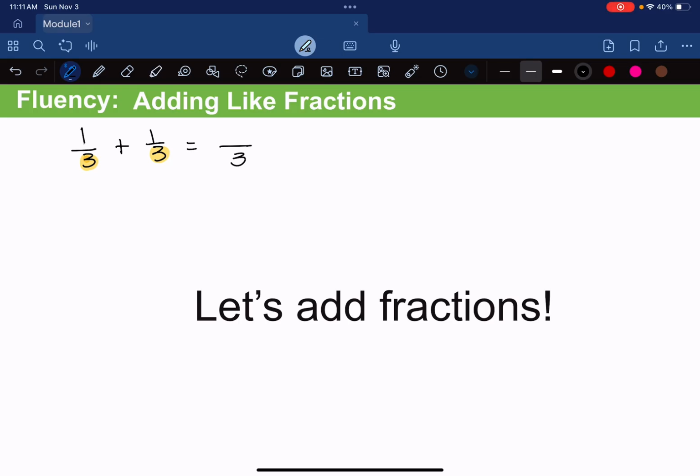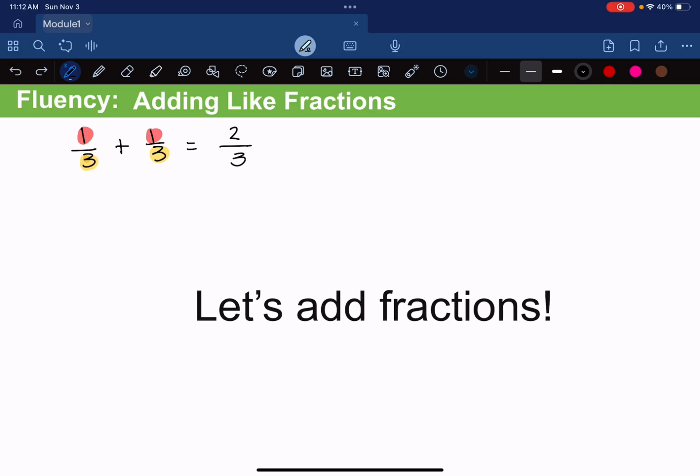The only reason I can add these together is because my denominators are the same. If they were different, I would have to do other work in order to make them the same. So now I'm going to take 1 plus 1, which is 2. So the answer for that is 2/3. Do not try to take these two and add them together and say it is 2/6. That is not how that works with adding and subtracting.